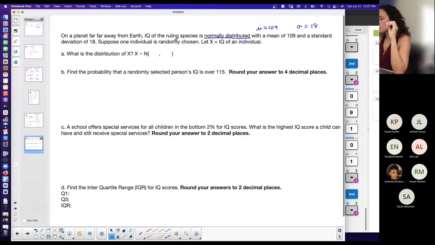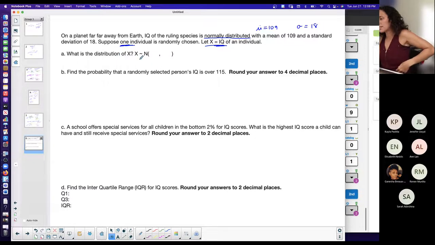Suppose one individual is randomly chosen. This is important because later you might choose more than one. I think it's next week you do the central limit theorem. Let X be the IQ of that individual. This is important because you're going to have a lot of these questions next week when you get into the central limit theorem.